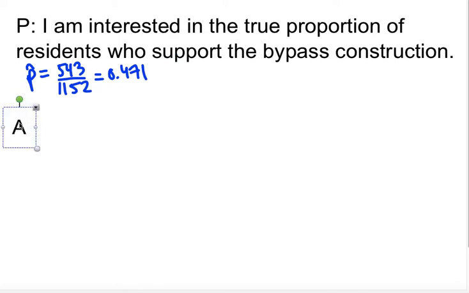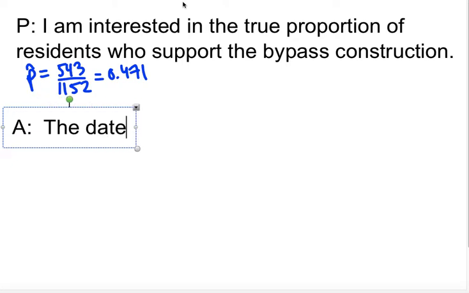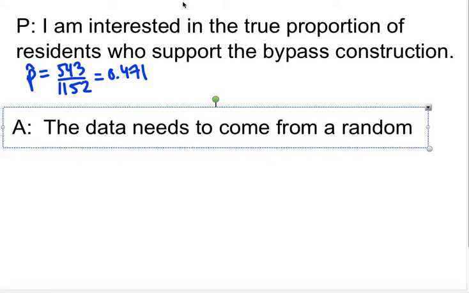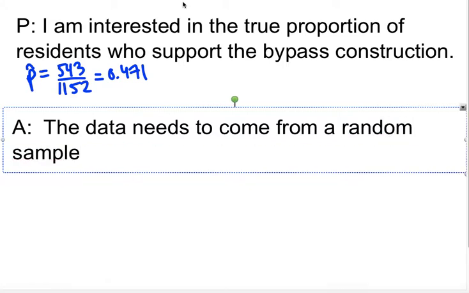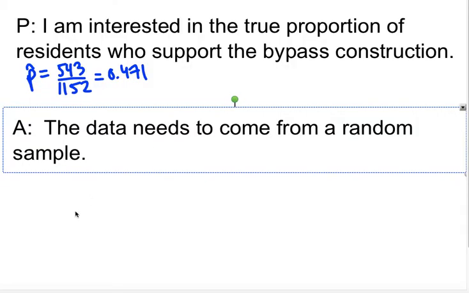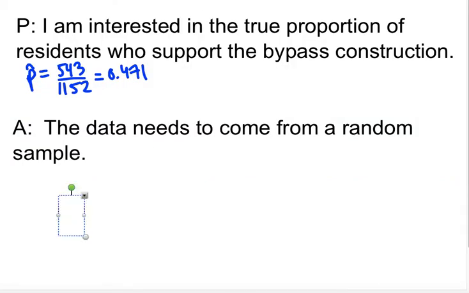Okay, for A, we need to both state and check. So stating, I'll write in black and then I'll check it in blue. So the first condition is that the data needs to come from a random sample, or it could be a randomized experiment. And then in this particular problem, it said random sample. So then I can just say we are told it was, or something like that.